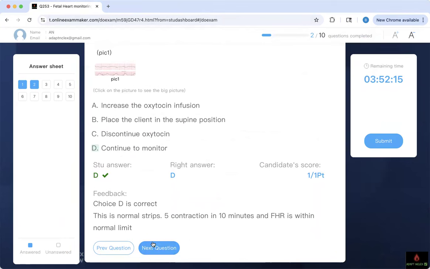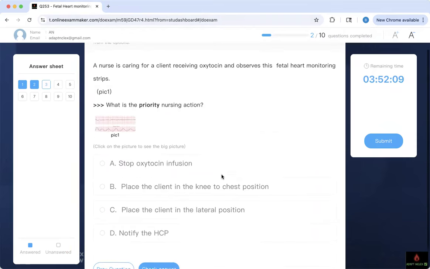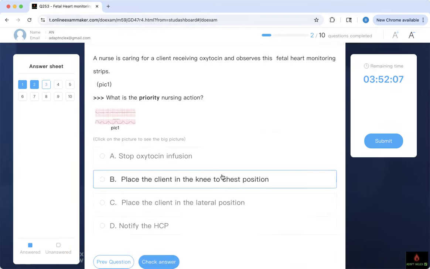That's all. This is the normal: 5 contractions in 10 minutes, and the fetal heart rate is within normal. Did you get it? Stop the video, look at it again. We're going to use the same strategy. You know the strategy. Read the question from the back. What is the priority nursing action? That doesn't mean you have to do something. A priority action, you can still not do anything based on what they've given you.